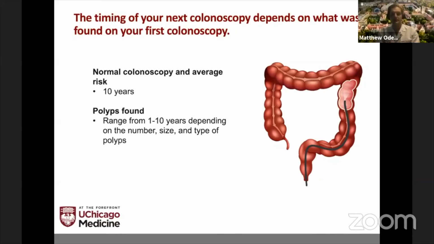But if polyps are found and removed, it really depends on the type of polyp, number of polyps, and size of polyps that are found during the exam. And we may say come back between 1 and 10 years, depending on what we find during that exam. But that will be individualized with each colonoscopy.